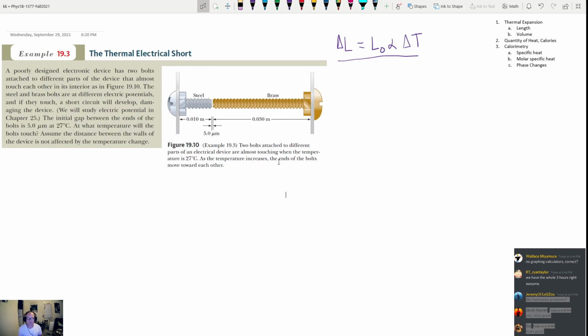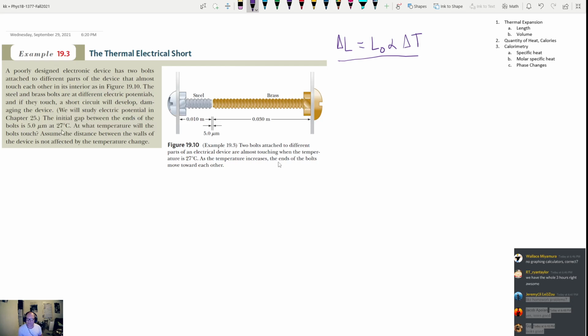A poorly designed electronic device has two bolts attached to different parts of the device that almost touch each other in its interior. The steel and brass bolts are at different electric potentials, and if they touch, a short circuit will develop, damaging the device. I don't know why they say that. All this means is if these two objects touch, there's going to be a short circuit, which is going to cause some bad things, okay? But don't worry about that part.